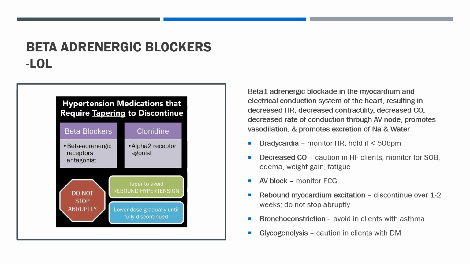Decreased cardiac output also can happen, so use caution in clients that already have heart failure. Monitor for shortness of breath, signs of edema, weight gain, fatigue, all those heart failure symptoms. Because if it's not getting out as cardiac output, then it's retaining in the heart, right? And fluid retaining in the heart is heart failure. AV block, which is already a dysrhythmia, so monitor their heart rate.